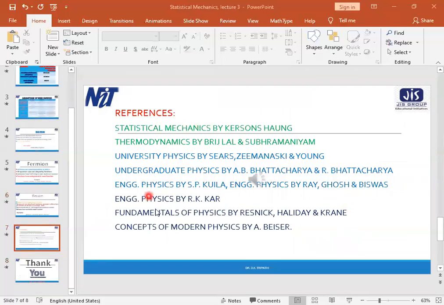Now, these are the references which you must follow to understand this subject in a better sense, because Bose-Einstein statistics is the most remarkable statistics in the history of science.